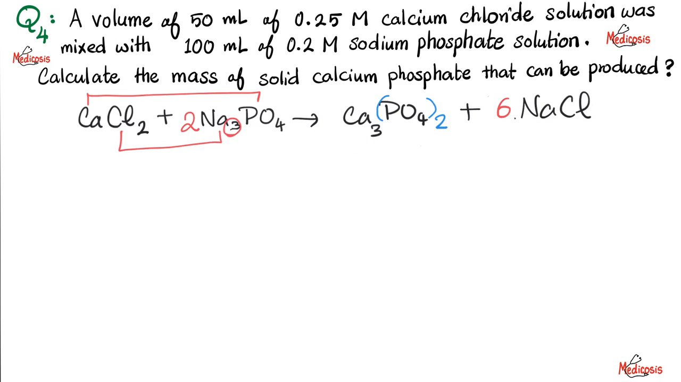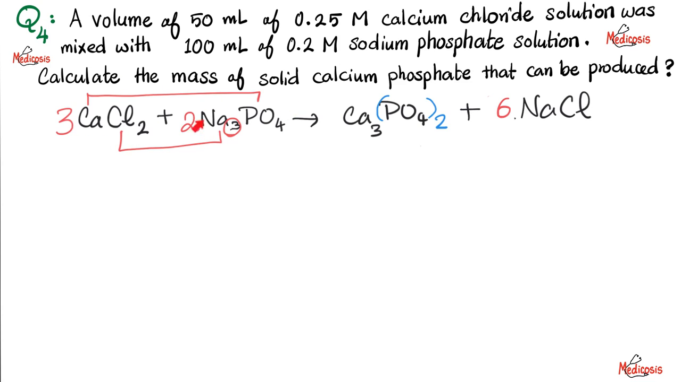I have 3 calciums on the right, so you multiply this by 3. So let's see. I have 3 calciums on the left, 3 calciums on the right. 6 chlorines on the left and 6 chlorines on the right. 6 sodiums on the left and 6 sodiums on the right. 2 phosphate groups on the left and 2 phosphate groups on the right. Beautiful. Then what should we do? Be careful. We have no idea which one of these 2 is the limiting reactant.